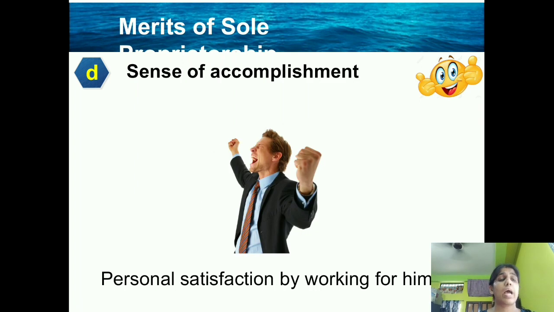Moving to the next one, we have sense of accomplishment. It means there is a personal satisfaction in working, because you are working for yourself. You are taking decisions on yourself.